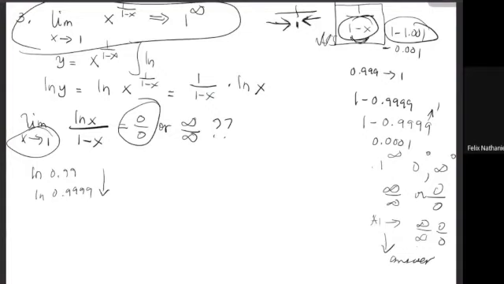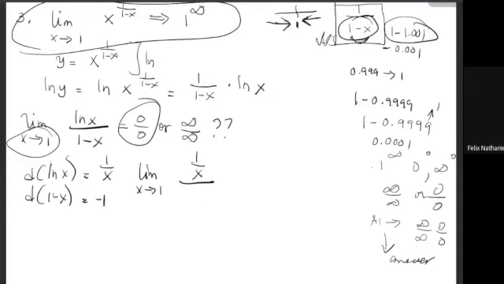Now, we can apply L'Hopital's rule. What's the derivative of ln of x? Derivative of ln of x is 1 over x. Derivative ng 1 minus x is equal to negative 1. And so you rewrite the limit as x approaches 1 of (1 over x) over negative 1.